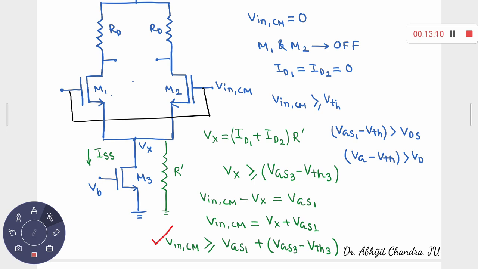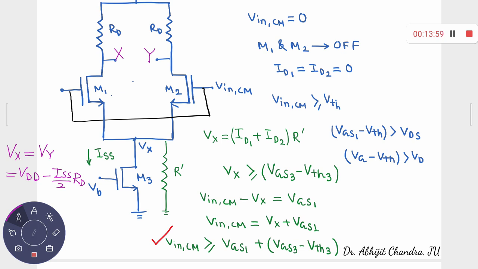When M1, M2, M3 are all in saturation, and the current is ISS, what is the current carried by M1 and M2 each? This is nothing but ISS by 2. So if this point is X and this point is Y, then what is Vx? In saturation, Vx is equal to Vy, that is equal to VDD minus ISS by 2 times RD, where all these three transistors are in saturation. But you are increasing the common mode level of M1 and M2. So the drain voltage is held at a constant value, VDD minus ISS by 2 times RD. But you are increasing the gate voltage.